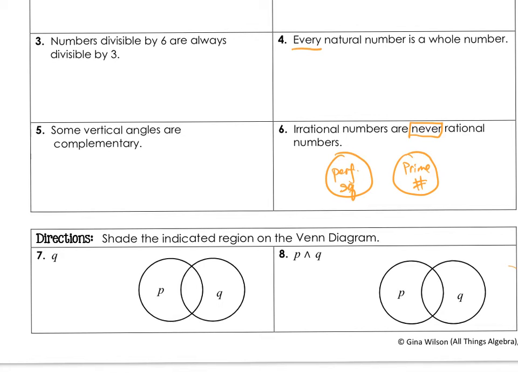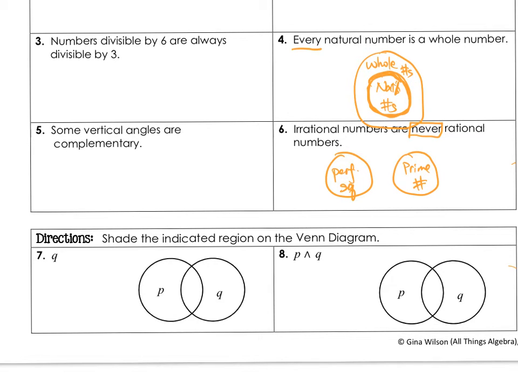So that's number 6. Let's look at number 4. Every natural number is a whole number. So I have natural numbers here, and I should have whole numbers in a bigger circle, right? Because that's how I demonstrate that all the natural numbers in the small circle here are also inside the bigger circle called whole numbers. So that's their relationship.